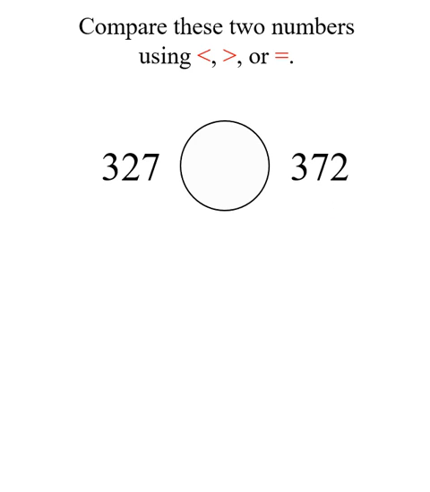So to write that less than symbol, I'm going to put 1 dot over here and 2 dots next to the number that's greater, and I'm going to connect those together. And now I see I have 327 is less than 372. So looking at the number in the tens place this time, because the hundreds are the same.